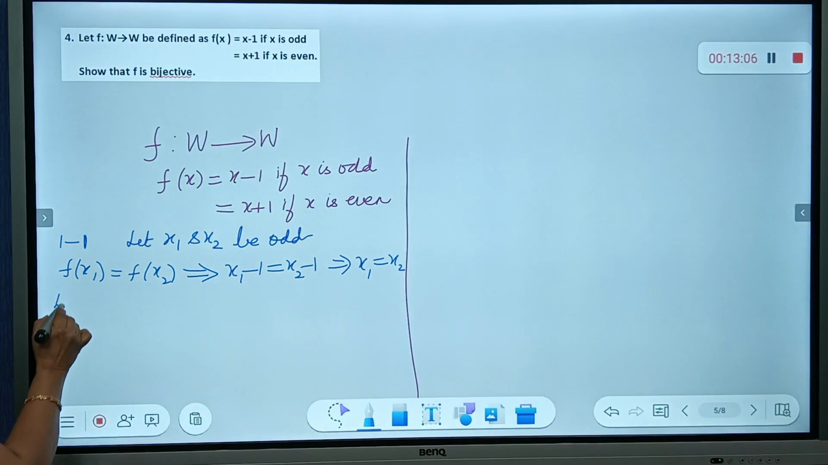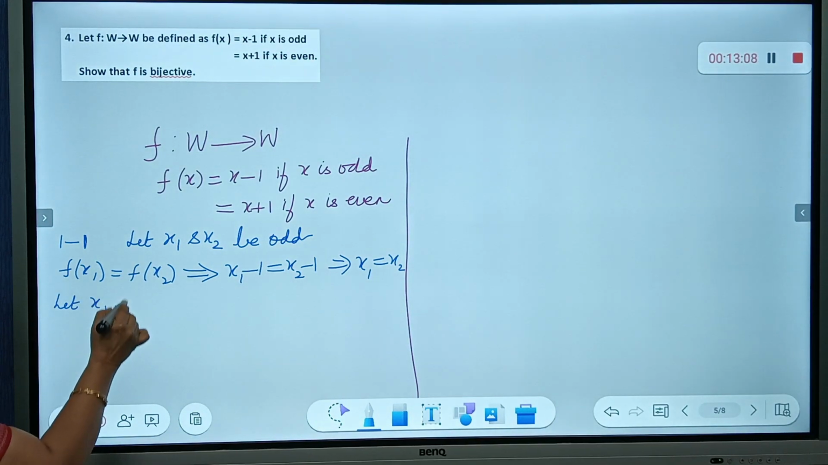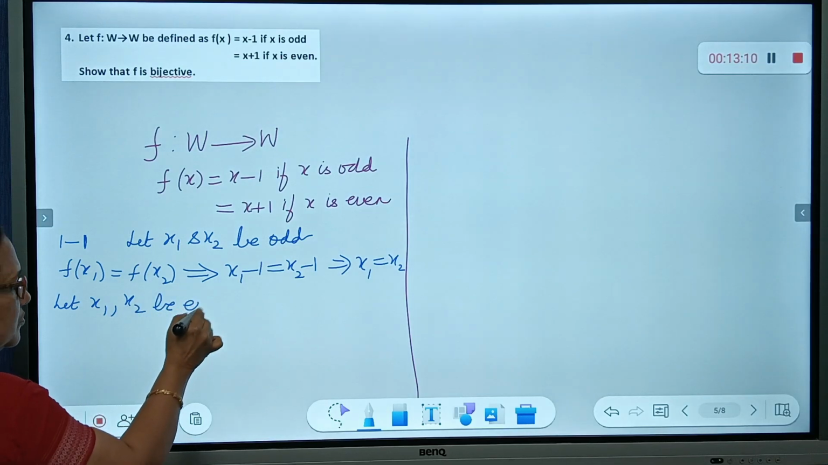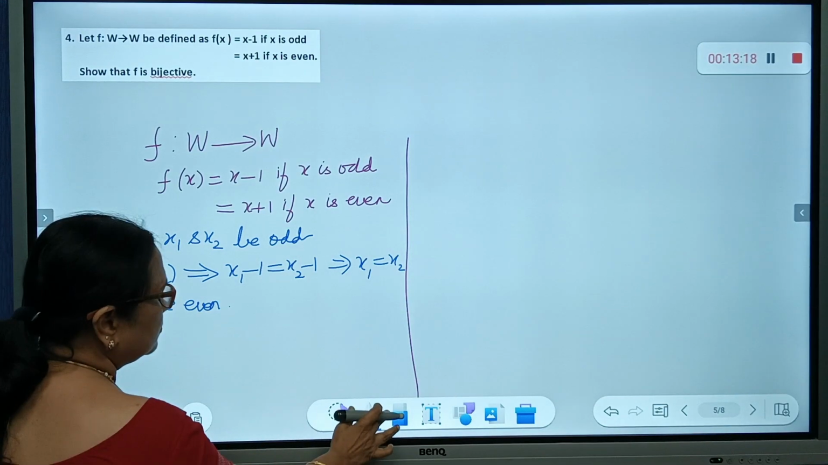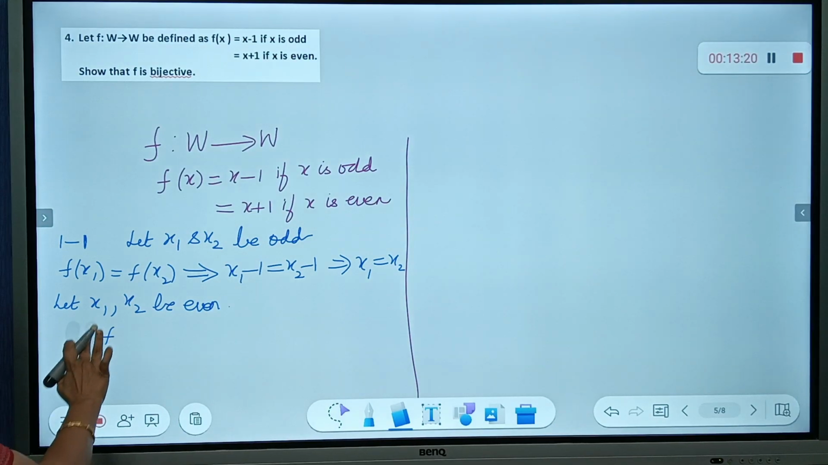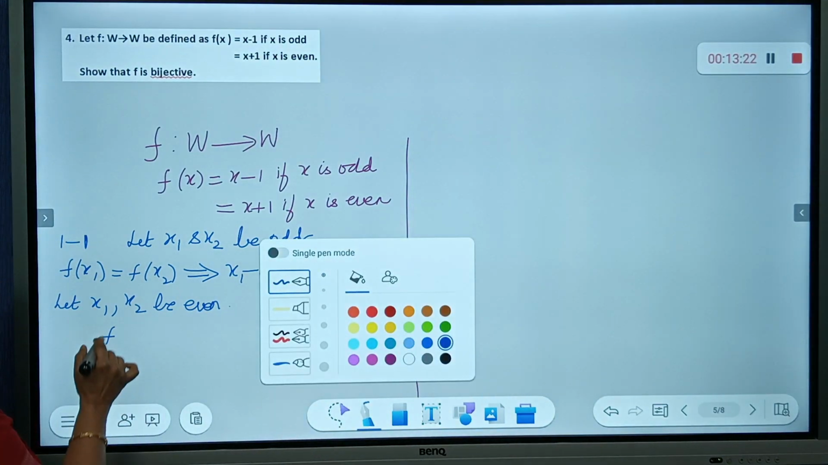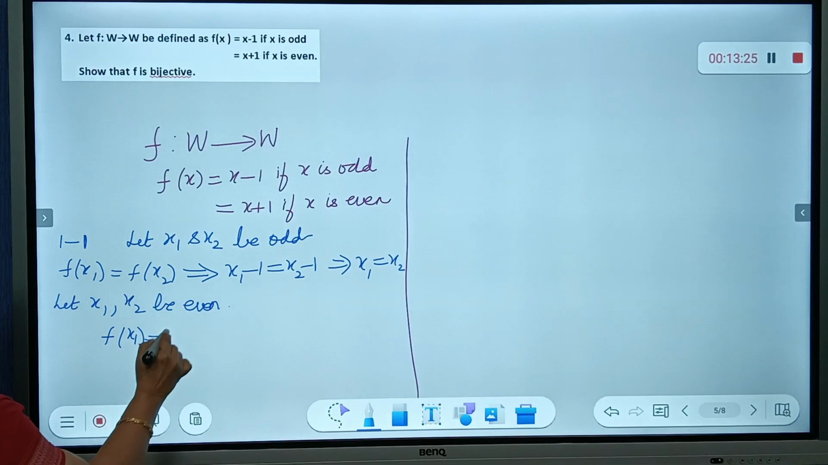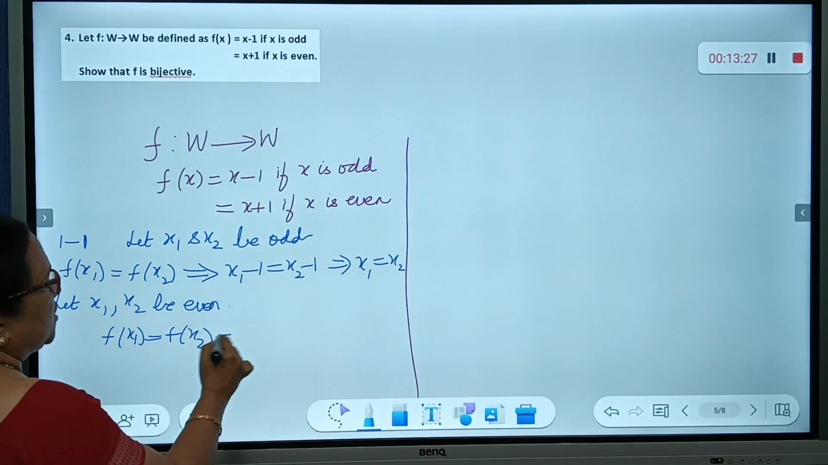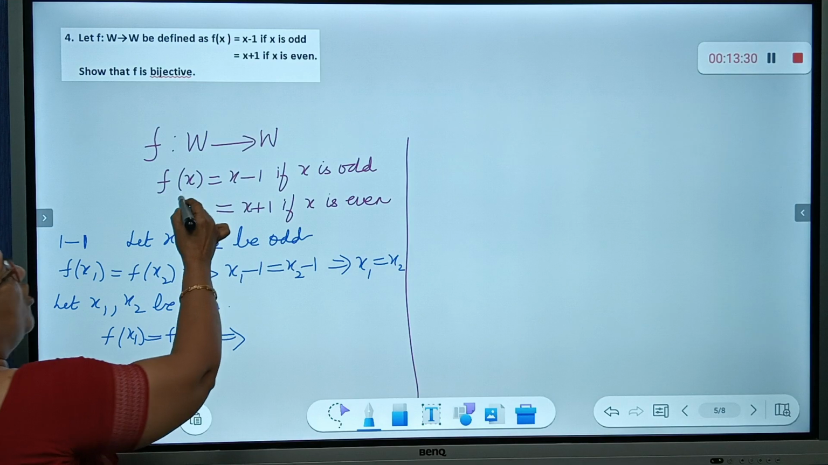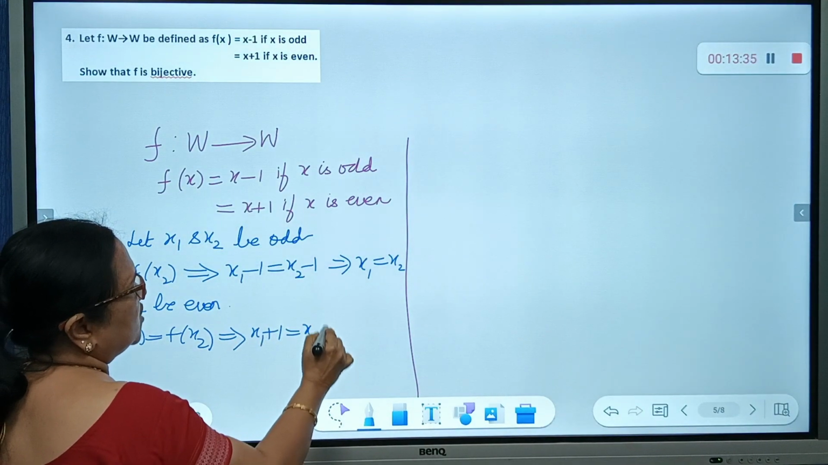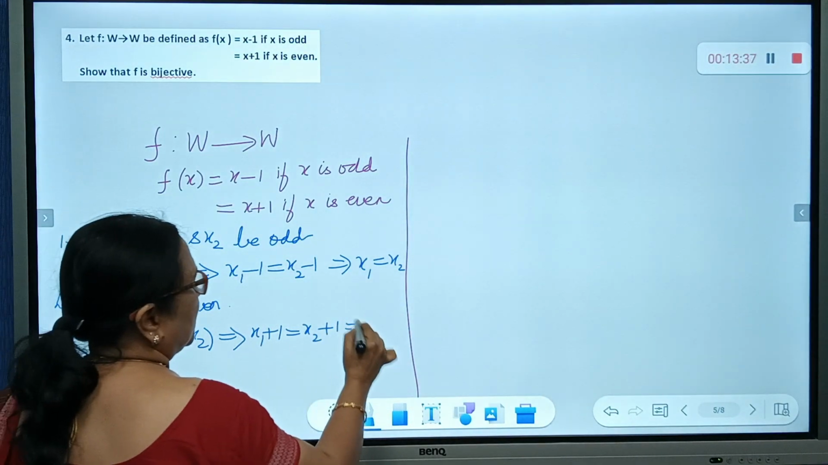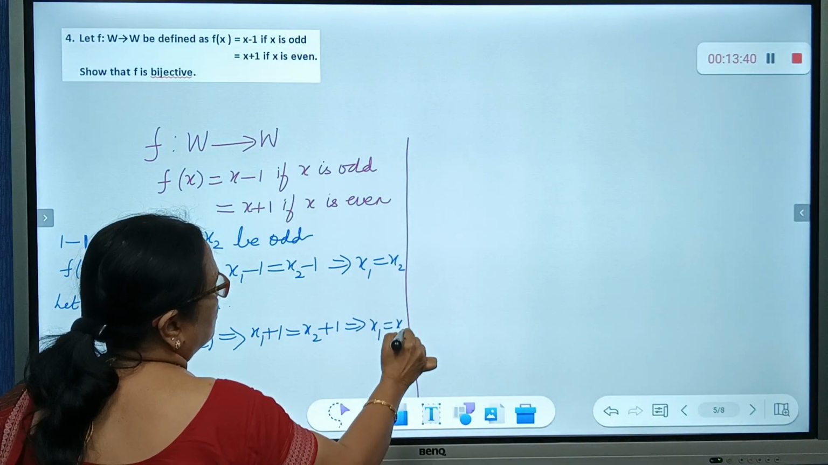Let x1, x2 be even. Then f of x1 equal to f of x2 implies what? If x is even, f of x is x plus 1. So x1 plus 1 equal to x2 plus 1, which implies again x1 equal to x2.